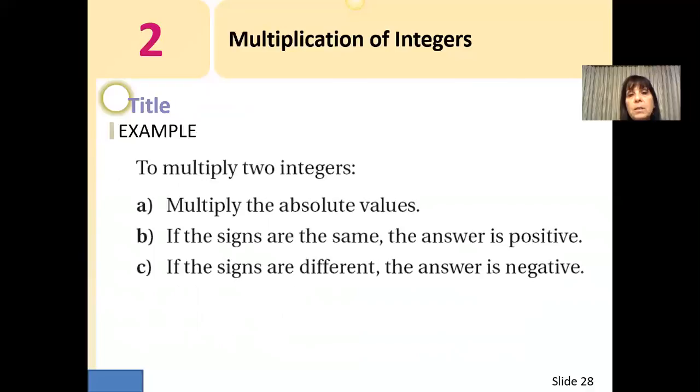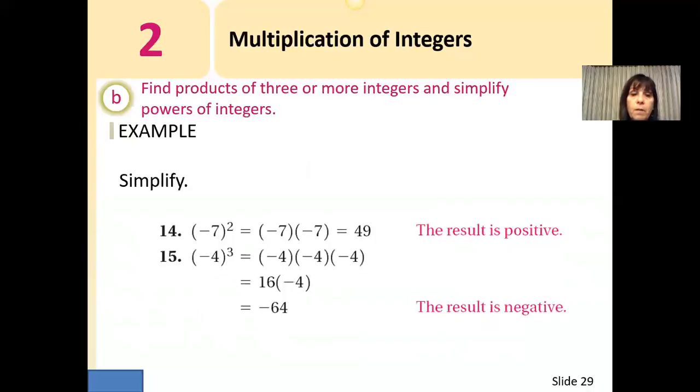So again, the rules for multiplying: you multiply the number part, the absolute value part. If the signs are the same, the answer is positive. If the signs are different, the answer is going to be negative.